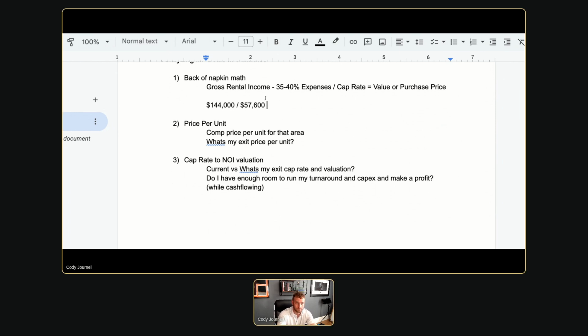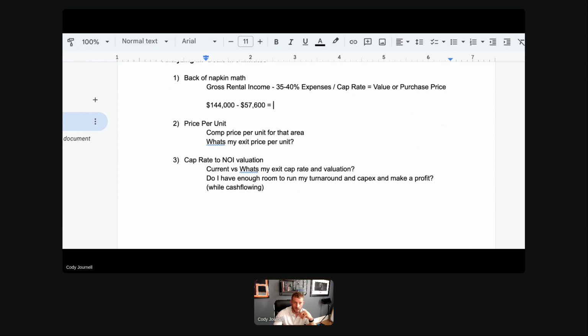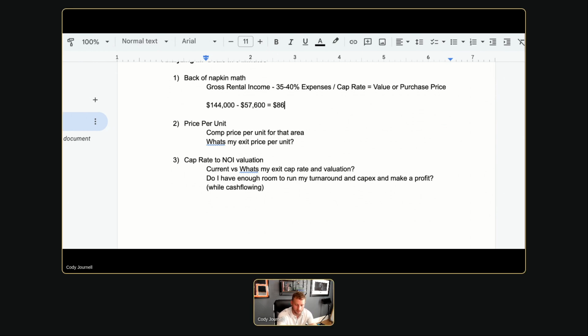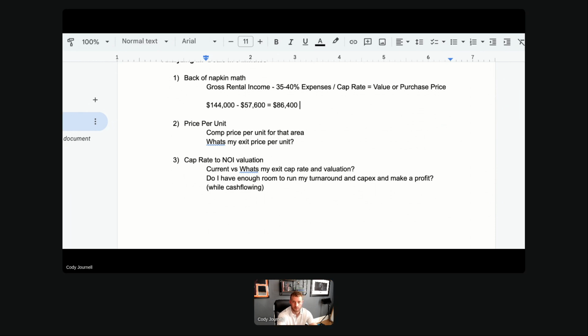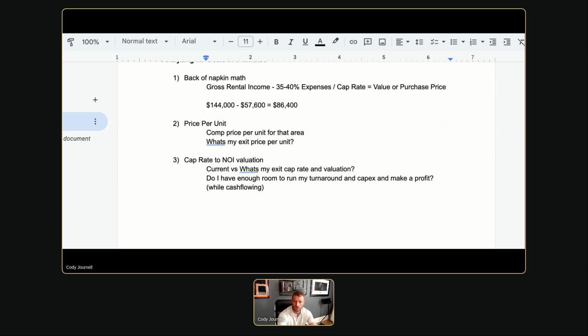So then we take that, I'm sorry, that's not divided by, it's subtracted by. You take that gross rent income and subtract your 40% expense ratio. That should give you your projected NOI. Again, keep in mind these are not concrete numbers, but we're just trying to see if we're anywhere in the ballpark of what this seller wants for this property. So $86,400. We know that in this area, it's pretty safe to run it on like a 7% cap rate.